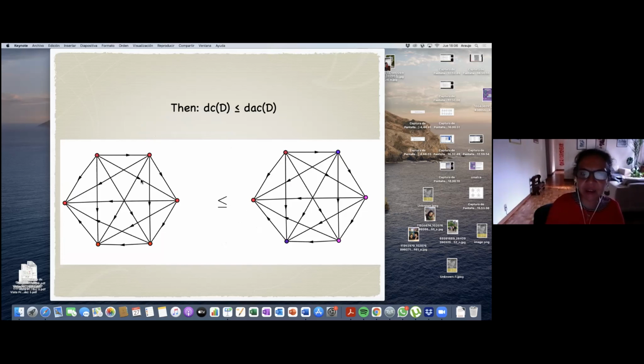This is the dichromatic number, and you have here the minimum number. This is a transitive tournament. They don't have cycles here. You can use one color, and the dichromatic number is an upper bound, okay?